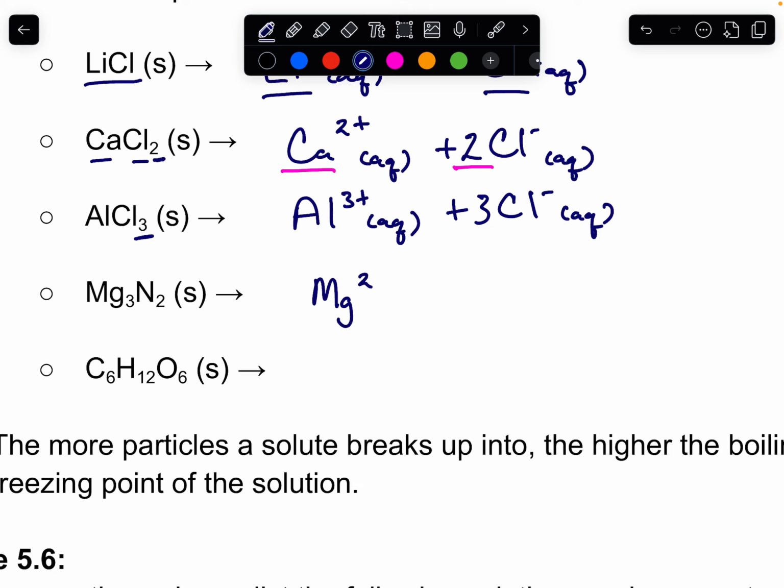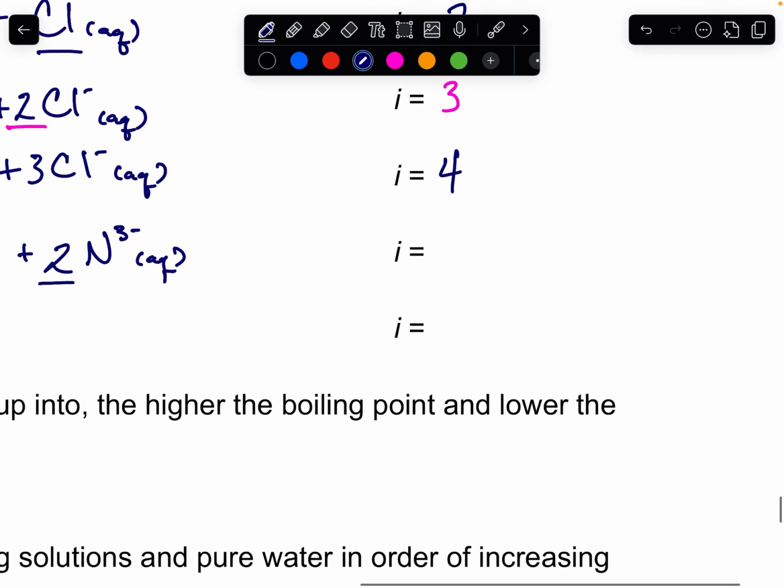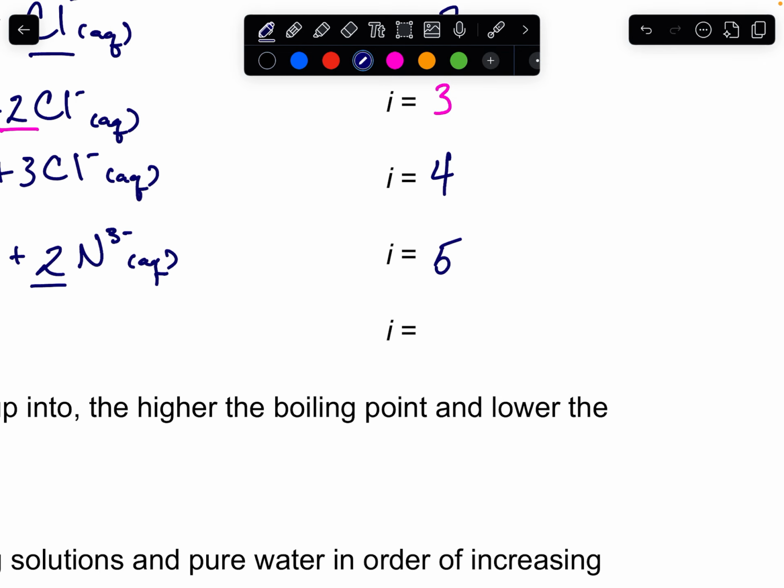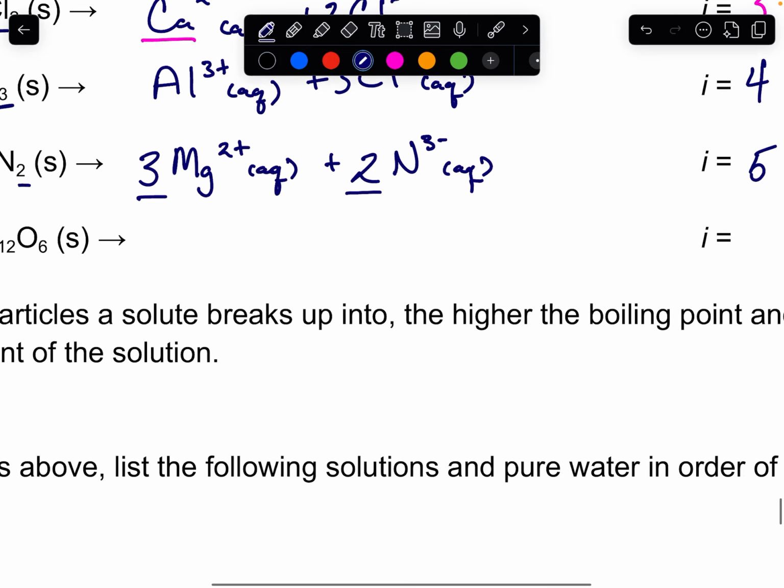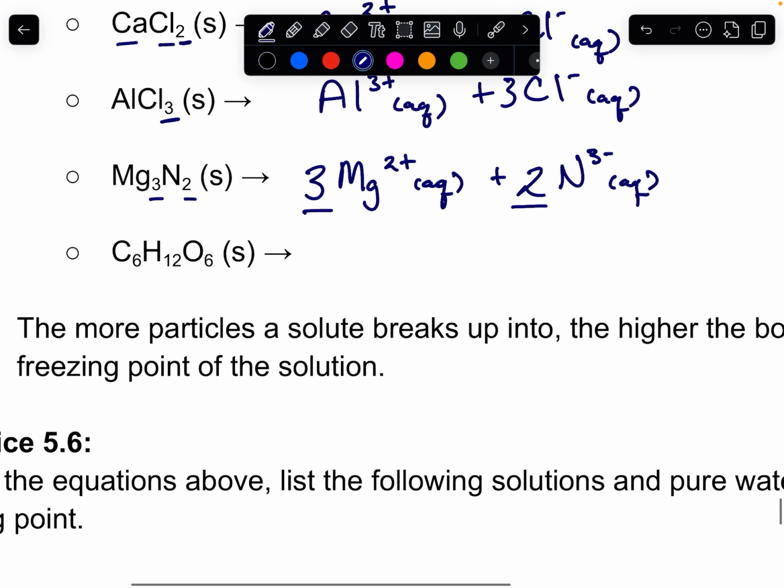All right, next up, I've got magnesium nitride. Okay, when this one breaks up, I'm going to break it up into Mg2+, okay, and N3-. Okay, but going back over, I've got 3 magnesiums and 2 nitrogens. So I'm going to have to do 3 magnesiums, 2 nitrogens, so 3 + 2, that's going to give me an I value of 5.